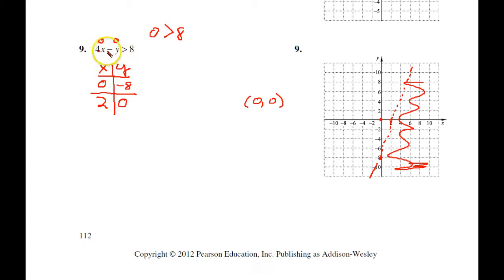Now, I already knew that because if a -y is greater, a positive y is going to be less than. A -y is greater, that's not where you would shade. You shade where a positive y is less. That's under the line.